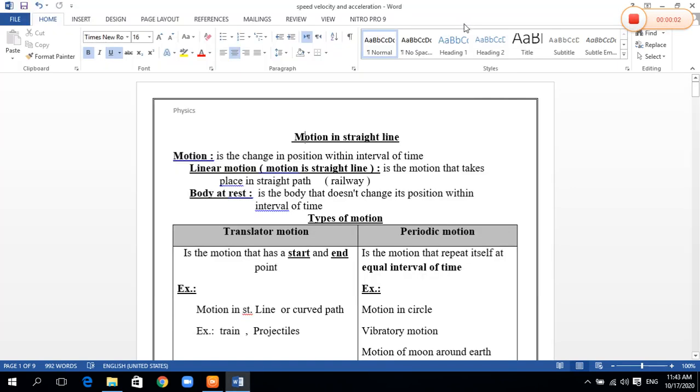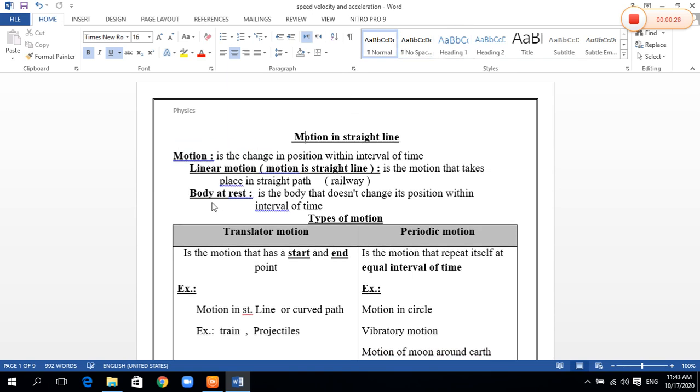Now we are going to talk about motion in a straight line. Motion is the change in position within an interval of time. Linear motion is motion in a straight line. This is the simplest form of motion, and we are studying linear motion, or motion in a straight line in one direction, in order to study the properties of this motion.